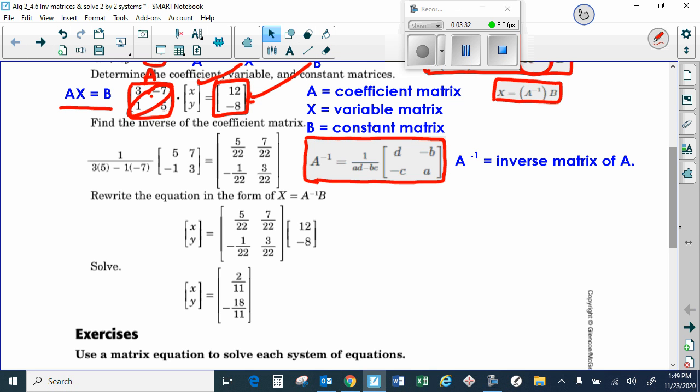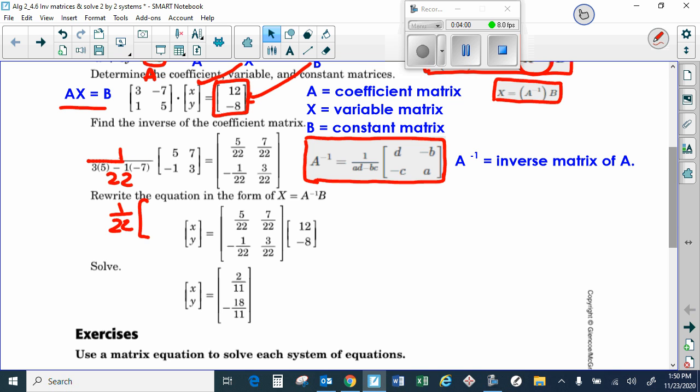Going back to my A coefficient matrix, find the determinant. 15 minus a negative 7. 15 minus negative 7 is 22, right? Because negative and negative is positive. So I have 1 over 22 times the matrix where I switch my A and D, so 3, 5 becomes 5 and 3, and take the opposite of the others, 7 and negative 1. Now I just multiply that together.